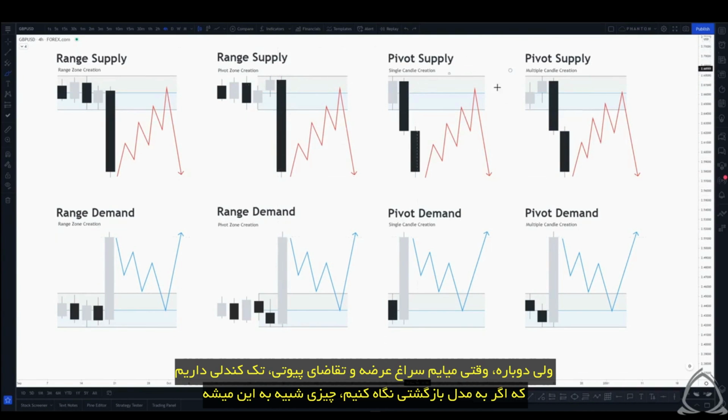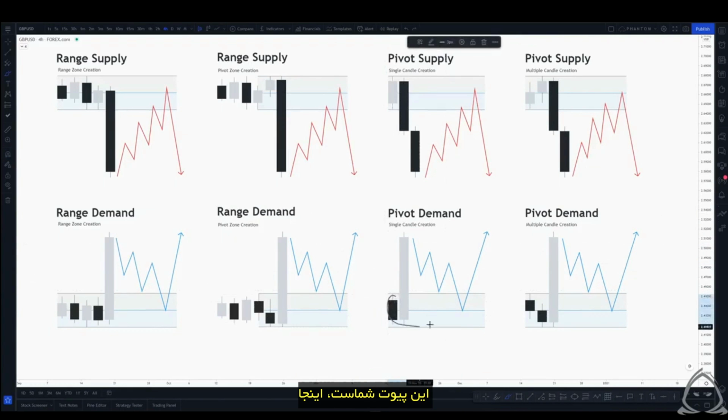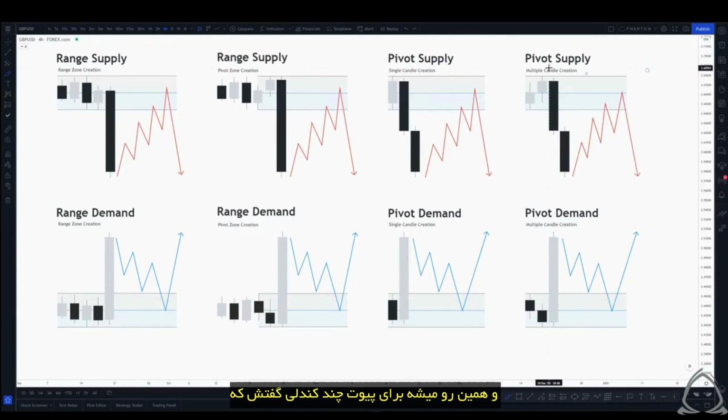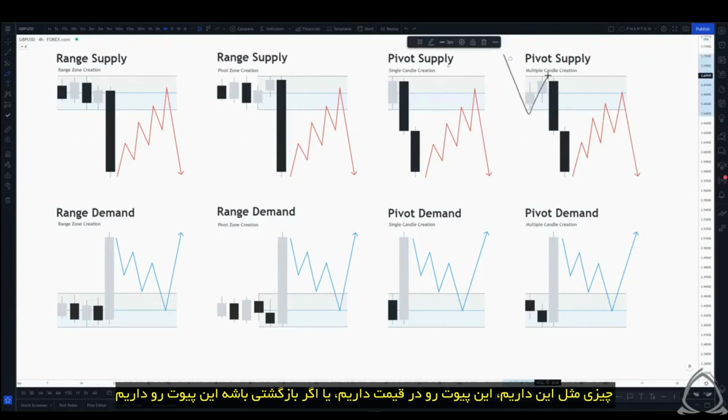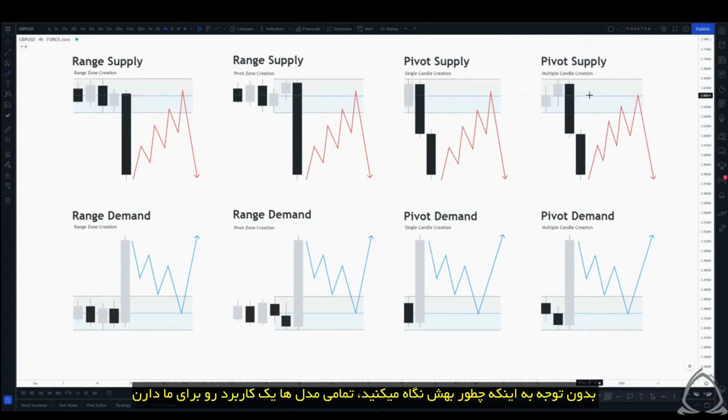But again, when we're coming back to pivot, supply and demand, we have the single candle, which if we're looking at a reversal model would be something like this. There's your pivot, would be that right there. Or if we had a continuation, there's your pivot, and we're just drawing it on that singular candle. And the same can be said for the multiple candle creation, where we have something like that, where we have this pivot in price, or if we have a reversal, we have that pivot in price. Regardless of how you're looking at it, all the models remain the same in what we're looking to do.